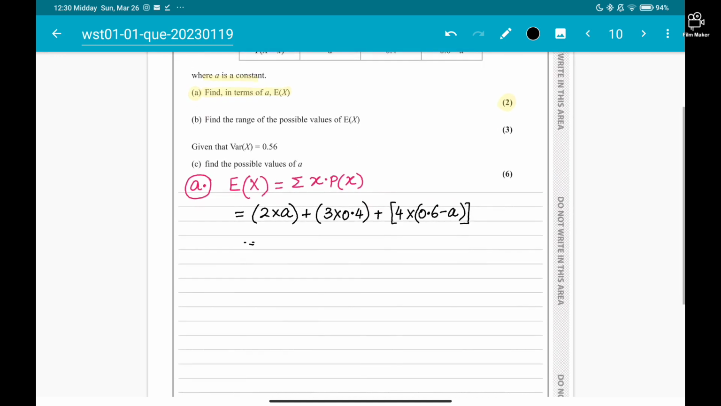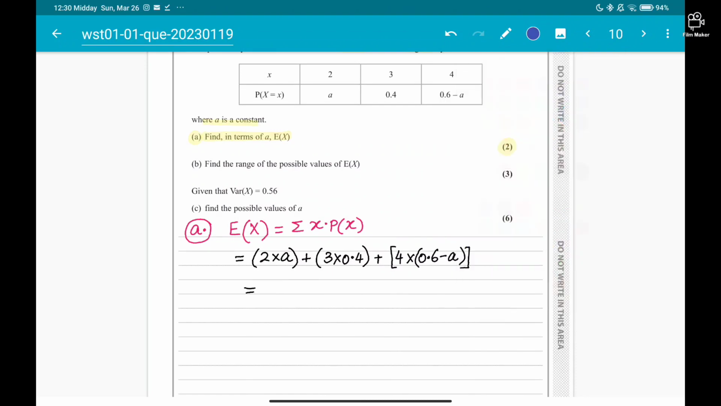So let's just move forward a bit. Let's use the calculator. It will be 2a plus 3 times 0.4, which is 1.2, and then 4 times 0.6 will be 2.4, and minus 4 times a will be minus 4a. So when you simplify, you will get the final answer: 1.2 plus 2.4 is 3.6, and 2a minus 4a is minus 2a, so 3.6 minus 2a. So that's how you're going to get the marks for part A, students.